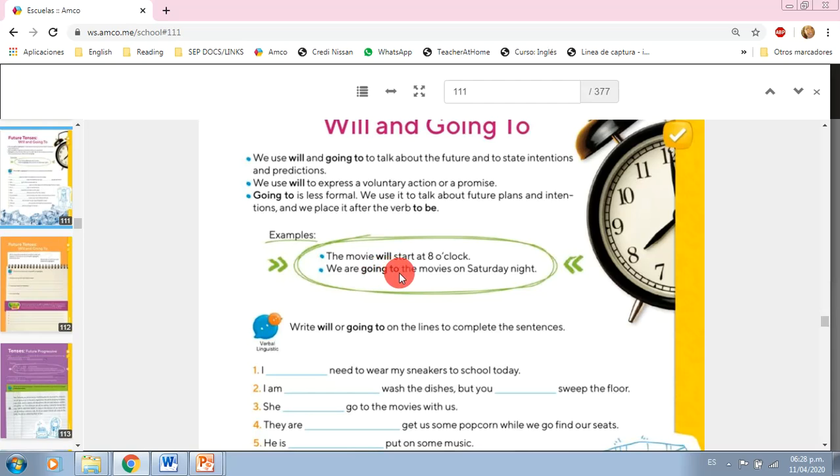Going on the to, and of course the verb to be, are, because if we don't use the are, if we say only "we going to the movies on Saturday," it is totally incorrect, because we have to follow the structure that is explained in the video. Remember, you saw the video.